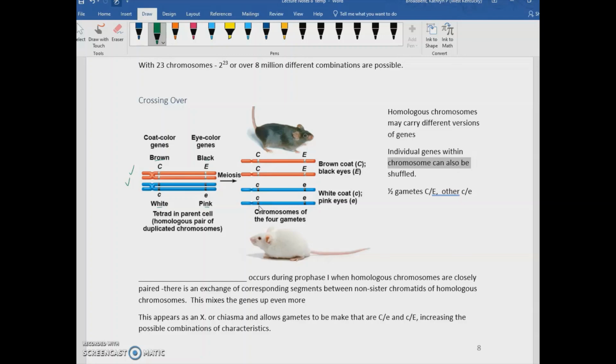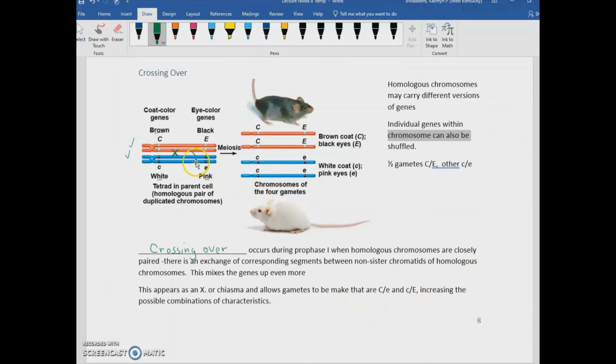Well, not always, because when they're next to each other during prophase, these 2 chromosomes can exchange DNA. And if they exchange DNA, then on the new chromosome that was made, we could have brown coat color and pink eyes. So these can be separated. Crossing over occurs during prophase when the chromosomes, the homologs, are right next to each other. They get really, really close. And next I'm going to show you a picture of what that looks like. It makes kind of an X. And so it makes the possibility that you can separate two genes. That brown coat color doesn't always have to go with black eyes.